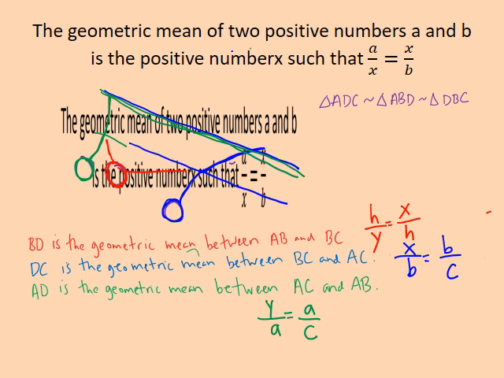These are the three geometric mean relationships that happen in every single set of similar right triangles. Now we're going to do some examples that explore these ideas.